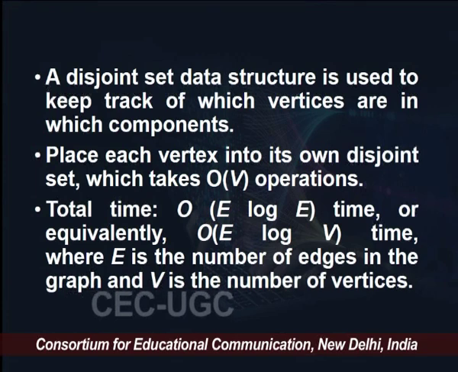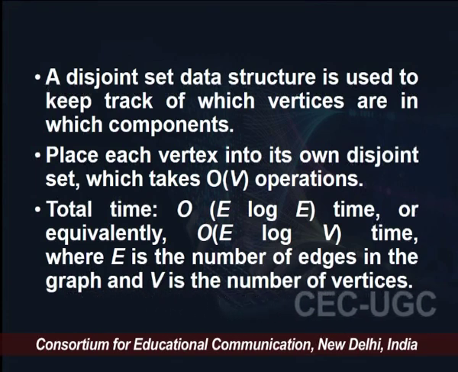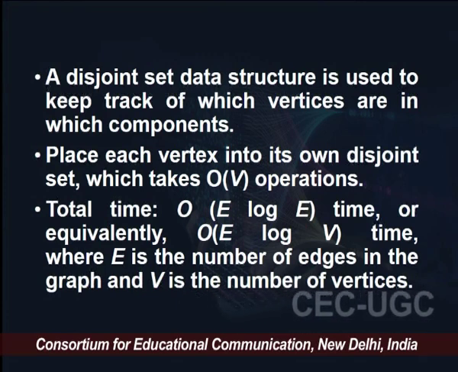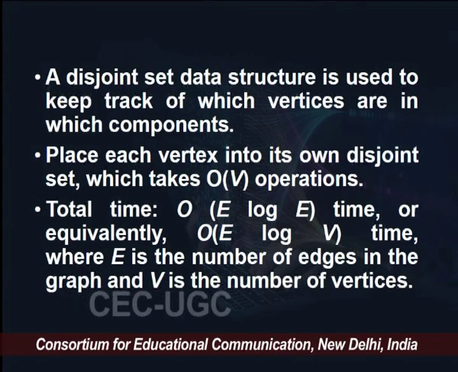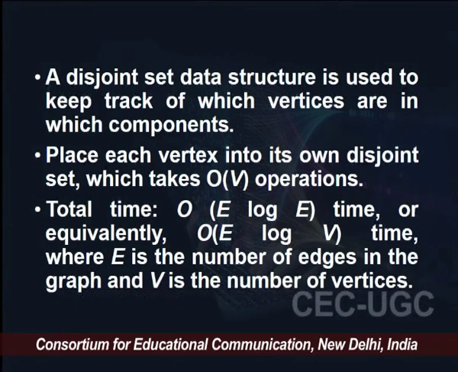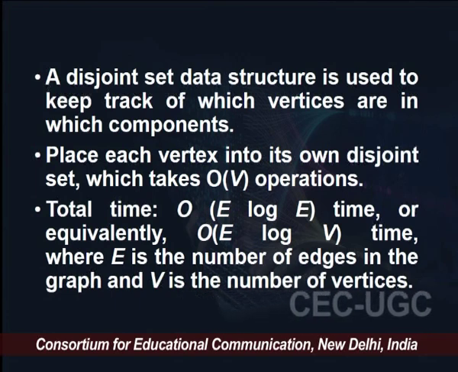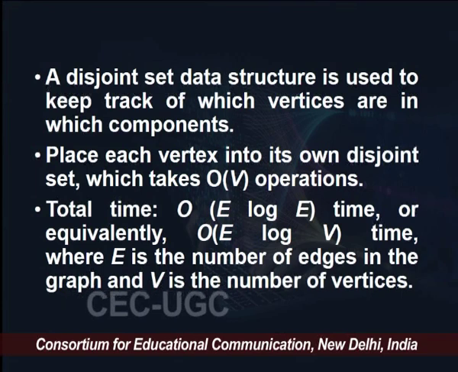Now, a disjoint set data structure is used to keep track of which vertex belongs to which component, and that is done with the help of the representative of the set. So, we are going to place each vertex into its own disjoint set, that is making V trees, and this is going to take order of V operations. So, total time till this point is order of E log E, or equivalently order of E log V, where E is the number of edges in the graph and V is the number of vertices.